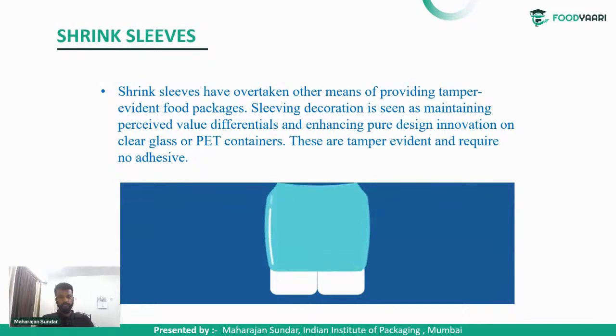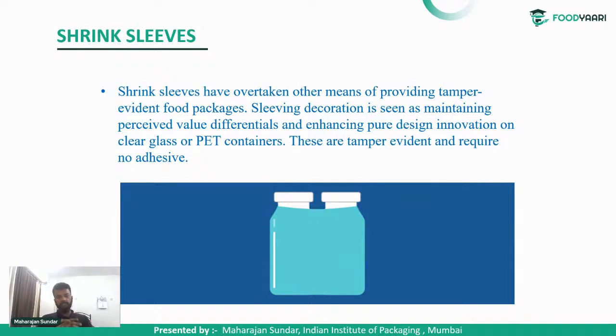And this is the stretch sleeve. Stretch sleeves have taken over by providing tamper evident food packages. Sleeves decorate, and stretch sleeves are used for tamper evidence, and are perceived as maintaining a differential value. It can be used for combo packages. Here it is applied until the neck in a combo pack. We can also increase the length in the upper direction, so that it can cover the entire bottle itself.